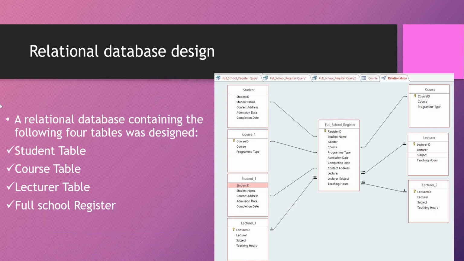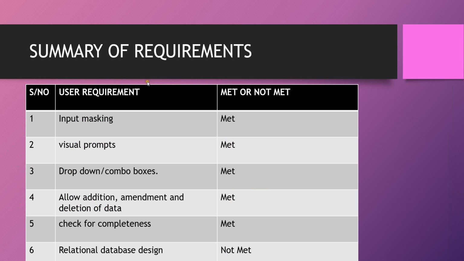Relational database. A relational database containing the following four tables was designed. So you have student table, course table, lecturer table, and you have the full register table. So this shows the relationships, and this was met. So you now have a summary of requirements at the end, which says input masking requirement was met, this was met, this was met, this was met, this was met.